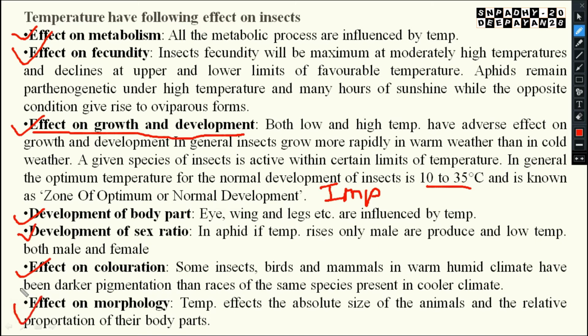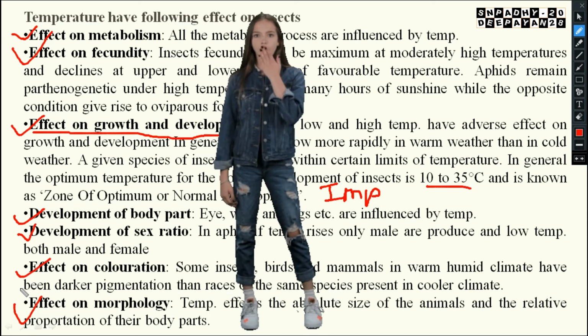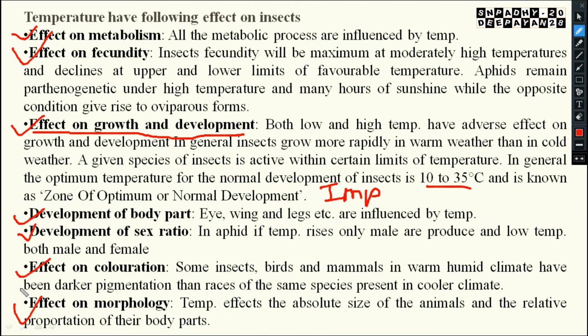Then the last one is your effect on morphology. In this slide, the last point is your effect on morphology. Morphology in the sense what? Morphology in the sense about the size of the animals and the relative proportion of their body parts. Size you can understand, no problem, but what is relative proportion? Relative proportion means, suppose what is the proportion of head to thorax, what is the proportion of your head to abdomen? The proportion is somewhat constant. Okay, always maintaining a constant proportion.